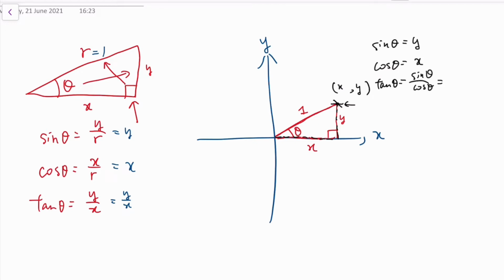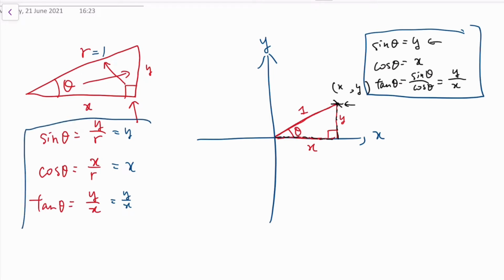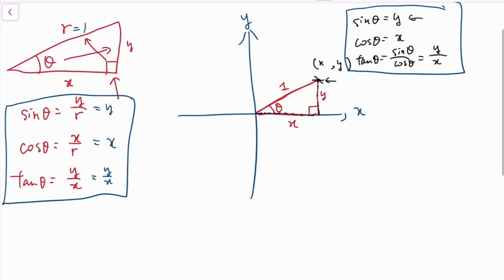Now note that it works. Sine theta is y, according to our definition, and cosine theta is x. And by it works, I mean you can see that this agrees with our old definition. Okay, so for now we'll take tangent theta to be defined as sine over cosine. So far so good. Now this is already the so-called unit circle definition.